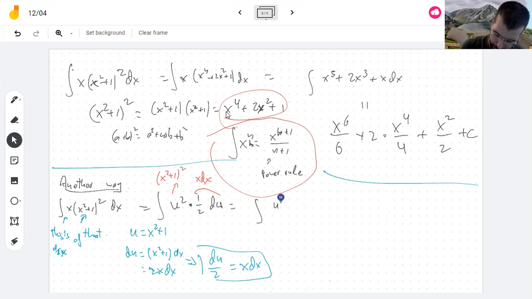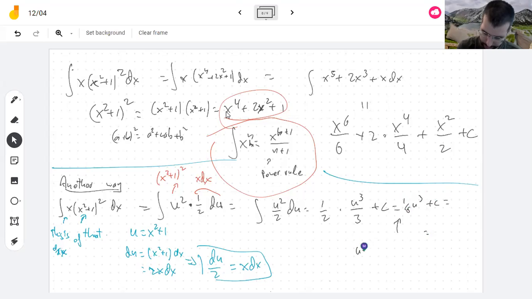So can I do the integral of u squared over 2 with respect to u? Well, yes, I can, because again, it's a polynomial. It's just u cubed divided by 3 and then times 1/2. So I guess this is 1/6 u cubed plus c. If you undo the substitution, this is 1/6 x squared plus 1 cubed. And unless someone tells me otherwise, I think this also works. I think I didn't make a mistake.